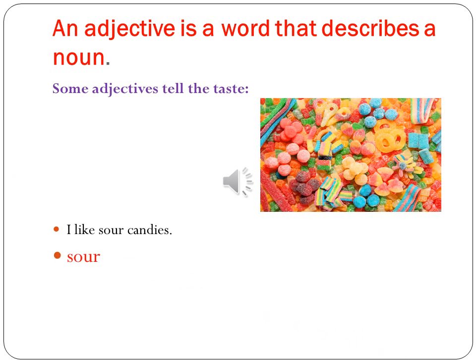To describe the taste, I can use bitter, sweet, sour, creamy. I like this example: I like sour candies. Of course, which is the adjective here? Yes, sour is the adjective. I can also say I baked a delicious cake with my mom. So the adjective is delicious. Another example: my dad likes to drink bitter coffee. So bitter here is the adjective.